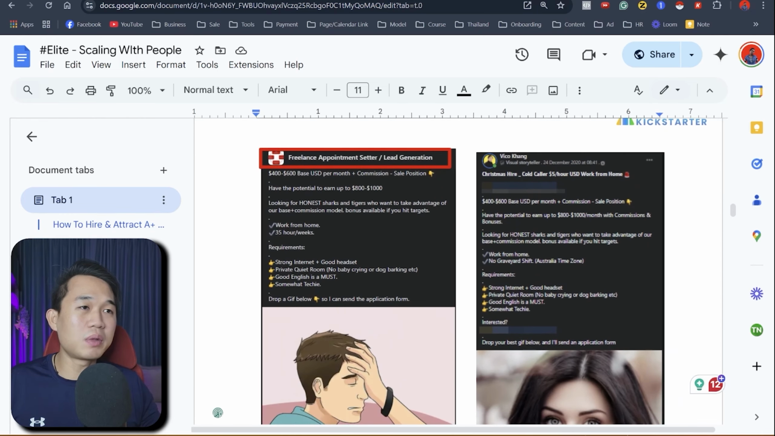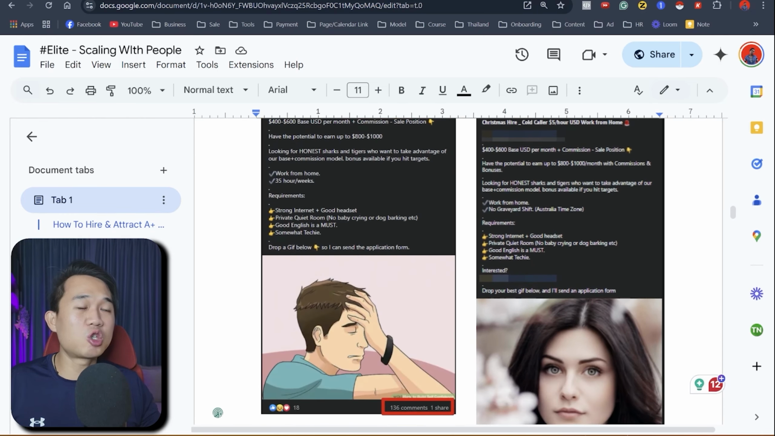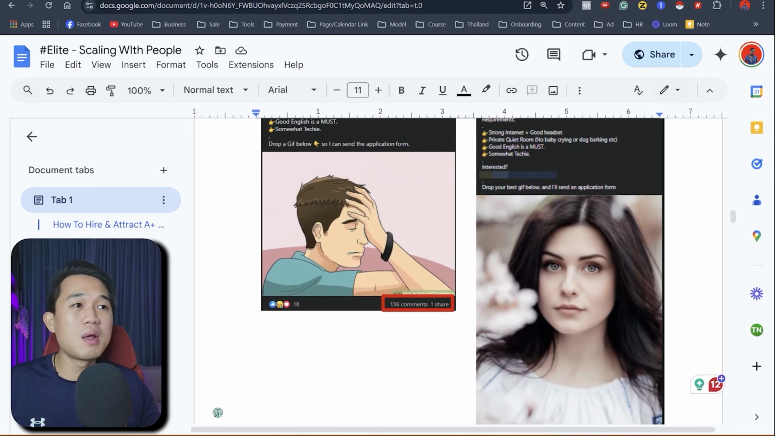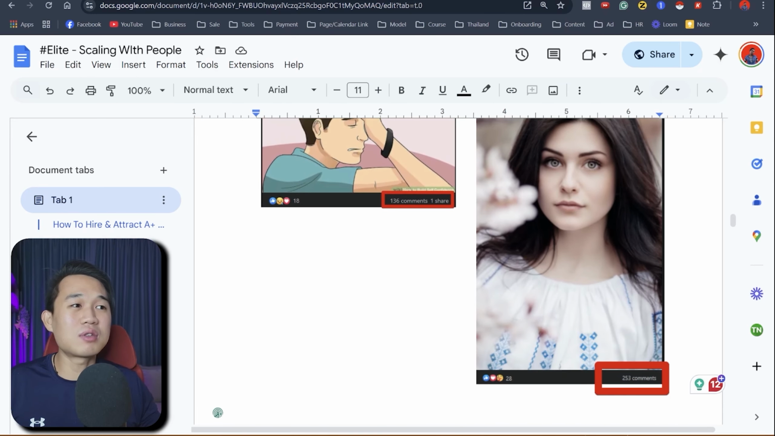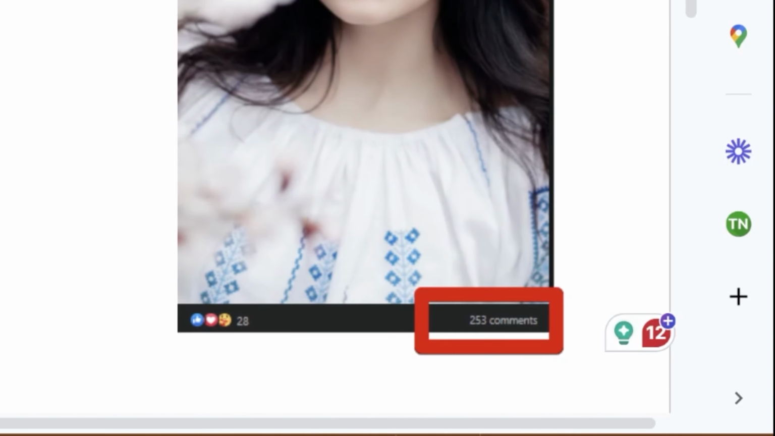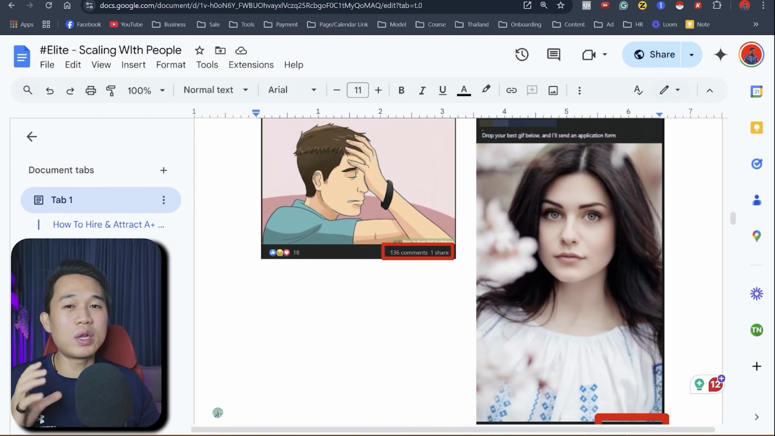And so this is an example of job posts being structured when it comes to hiring an appointment setter. And you can see here we have hundreds and hundreds of comments. This one actually received 200 comments on Facebook. Very lucrative when you know how to structure your job post and your job ad correctly.